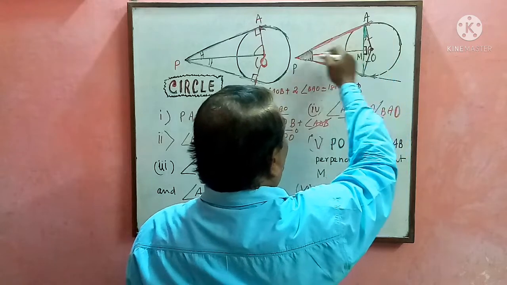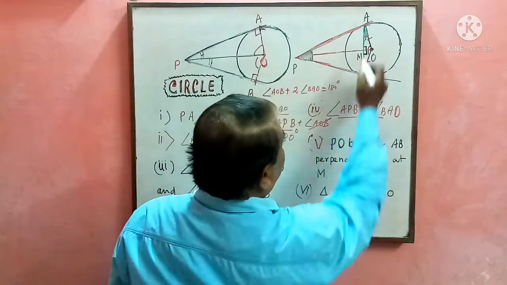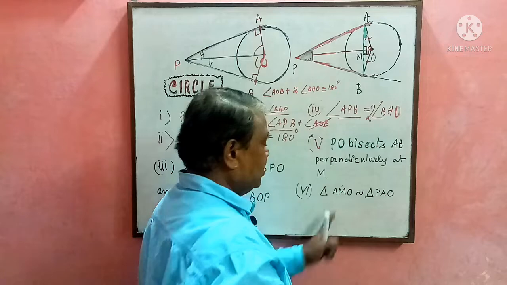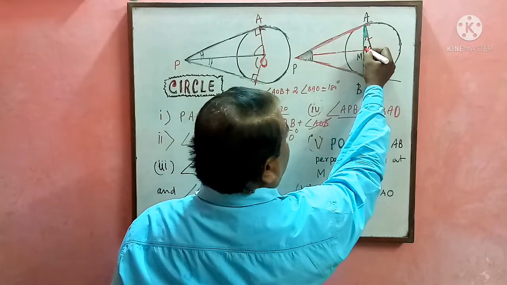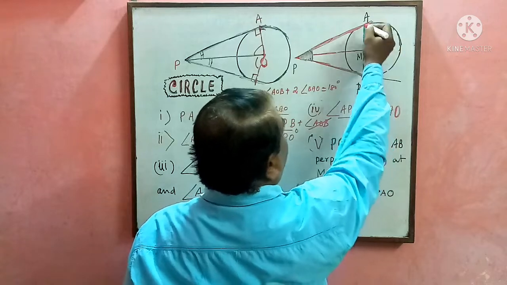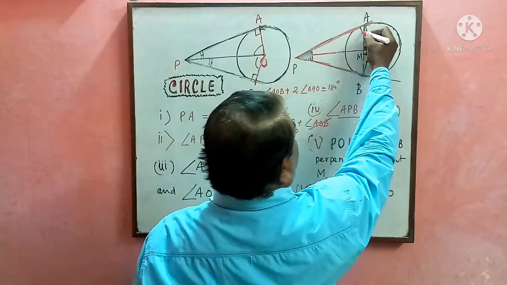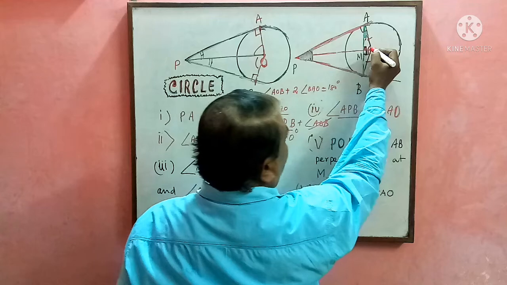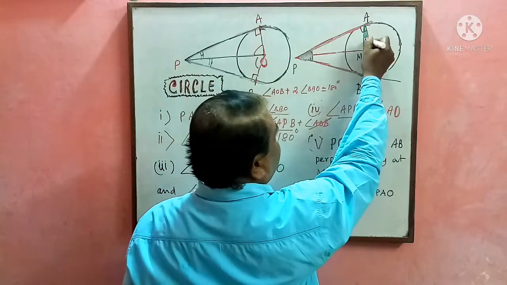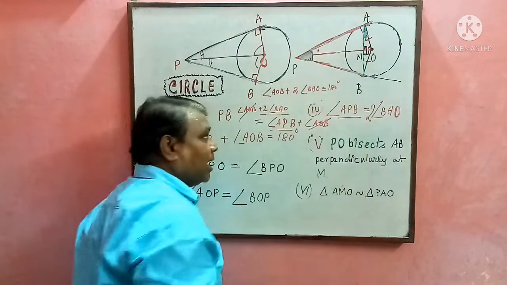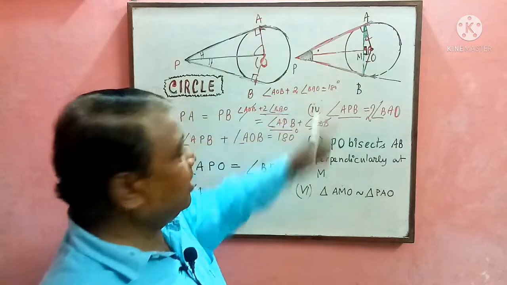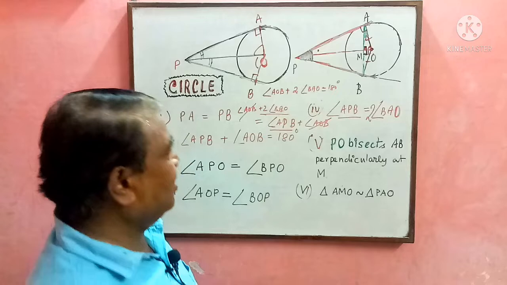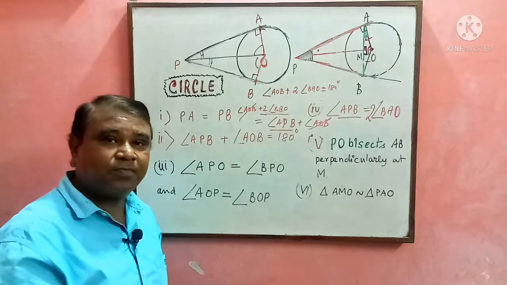The angle PAO and angle AMO. These two triangles are similar. Why? This angle is 90 degrees in this small triangle, and in this bigger one, this is also 90 degrees. Now this angle is common, so obviously this angle is equal to this angle. I will use similarity for this triangle to find the length, and I will just put questions now.